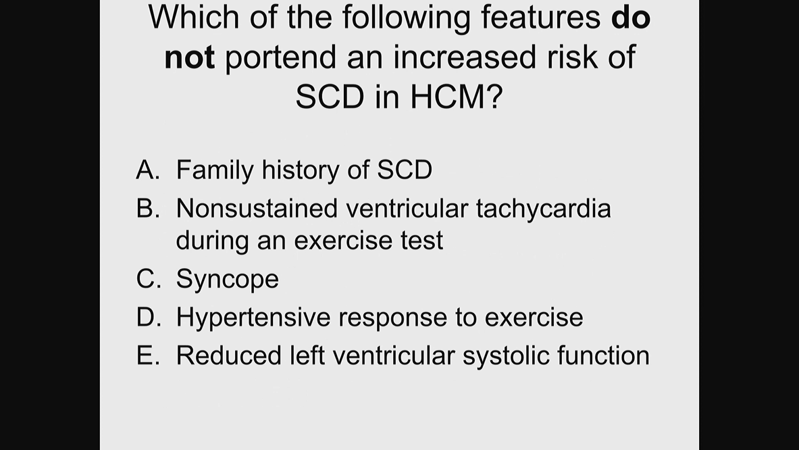Moving on to questions. Which of the following features do not portend an increased risk of sudden death in HCM? Is it A, a family history of sudden death? Is it B, non-sustained ventricular tachycardia during an exercise test? Is it C, syncope? Is it D, hypertensive response to exercise? Or is it E, reduced LV systolic function? The characteristic which is not predictive of sudden death is a hypertensive response to exercise. Indeed, it is a hypotensive response to exercise which may be a risk factor for sudden death in hypertrophic cardiomyopathy.